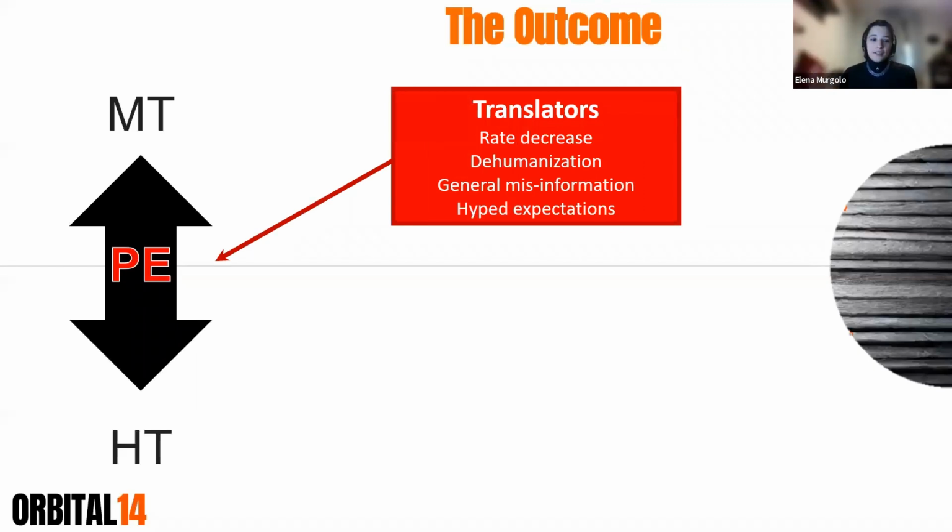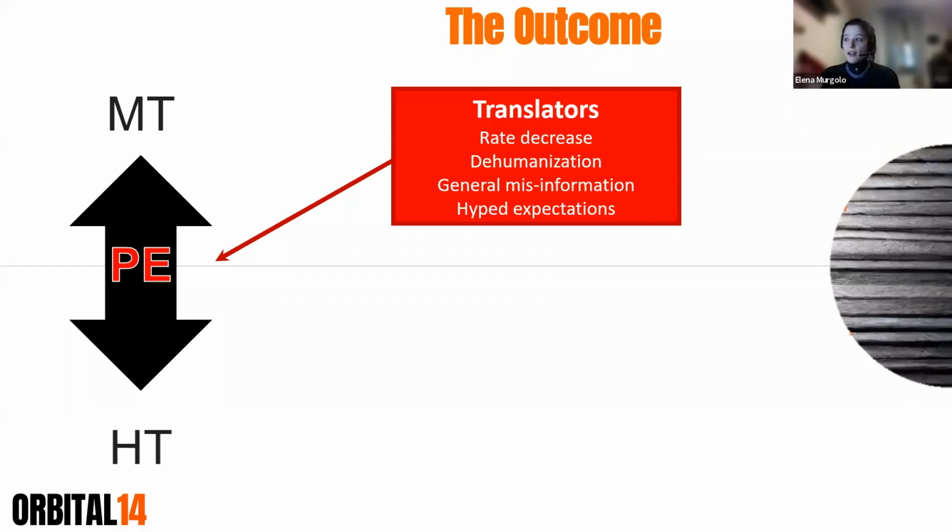For translators, it is a problem because rates are starting to decrease, are going to decrease. There's a dehumanization because their job is now perceived as something that even a machine can do. There's a general misinformation again because they think, okay, machine translation is good enough, or it's completely not good enough, and they don't really know the tech per se. They just get the final output, and they are told to post-edit without much further information.